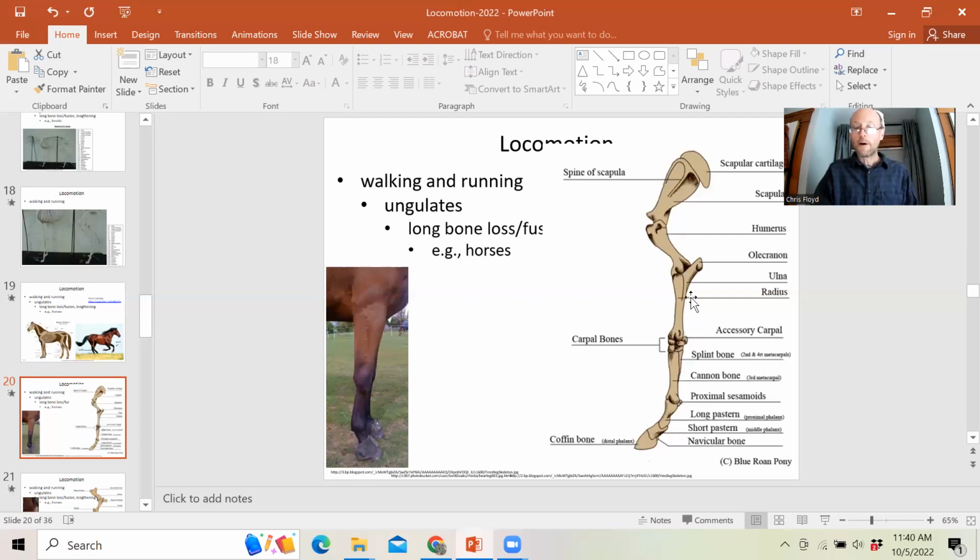Moving on up here, notice you have the radius and ulna fused together. There's the olecranon process, elbow. And look at the humerus. So our humerus is half of our arm. That is not the case for a horse. It's like a fourth maybe of the arm. And then the scapula. No clavicle.